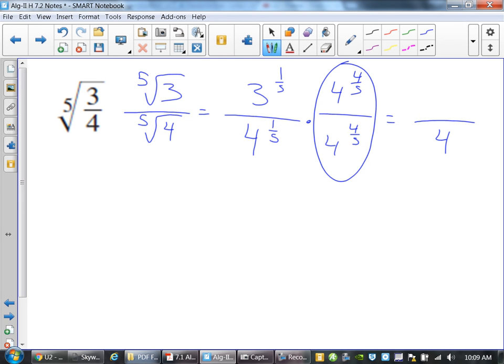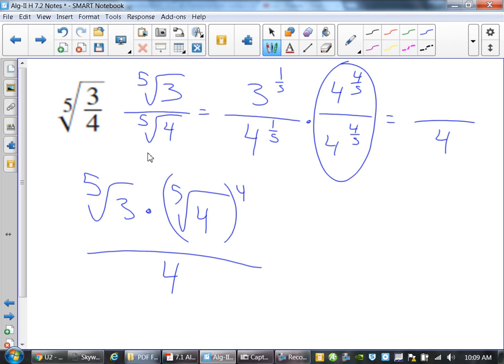But think about what I have up top now. I have 2 different bases. I have 2 different exponents. Is that going to help me with anything? Probably not. So I'm just going to rewrite it. I'm going to get the fifth root of 3 times the fifth root of 4 to the 4th, all over 4. That's it. And that's it.